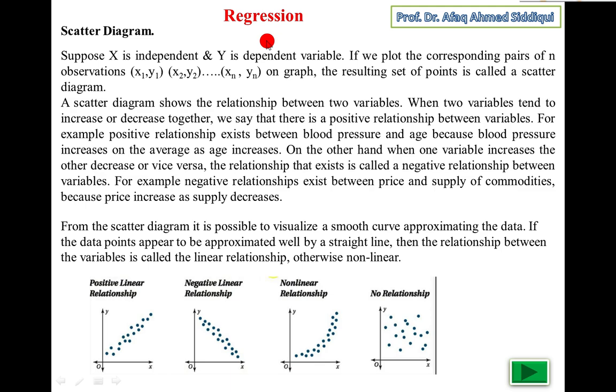The first step is the scatter diagram. With the help of the scatter diagram, we select the model and then estimate the unknown parameters of the model for forecasting or prediction, the fitted equation or regression equation. So what is the scatter diagram? This is the most important thing for regression.